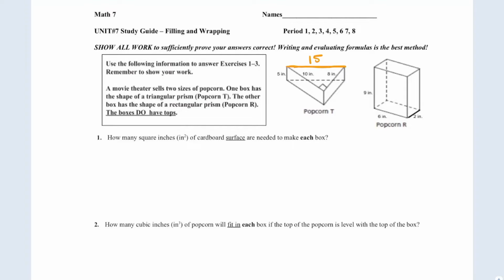So the first thing is we need to read all of this information that the problem gives us. So it says a movie theater sells 2 sizes of popcorn. One box has the shape of a triangular prism, popcorn T, and the other box has the shape of a rectangular prism, popcorn R. The boxes do have tops. That is important. That's going to change our surface area. Okay.